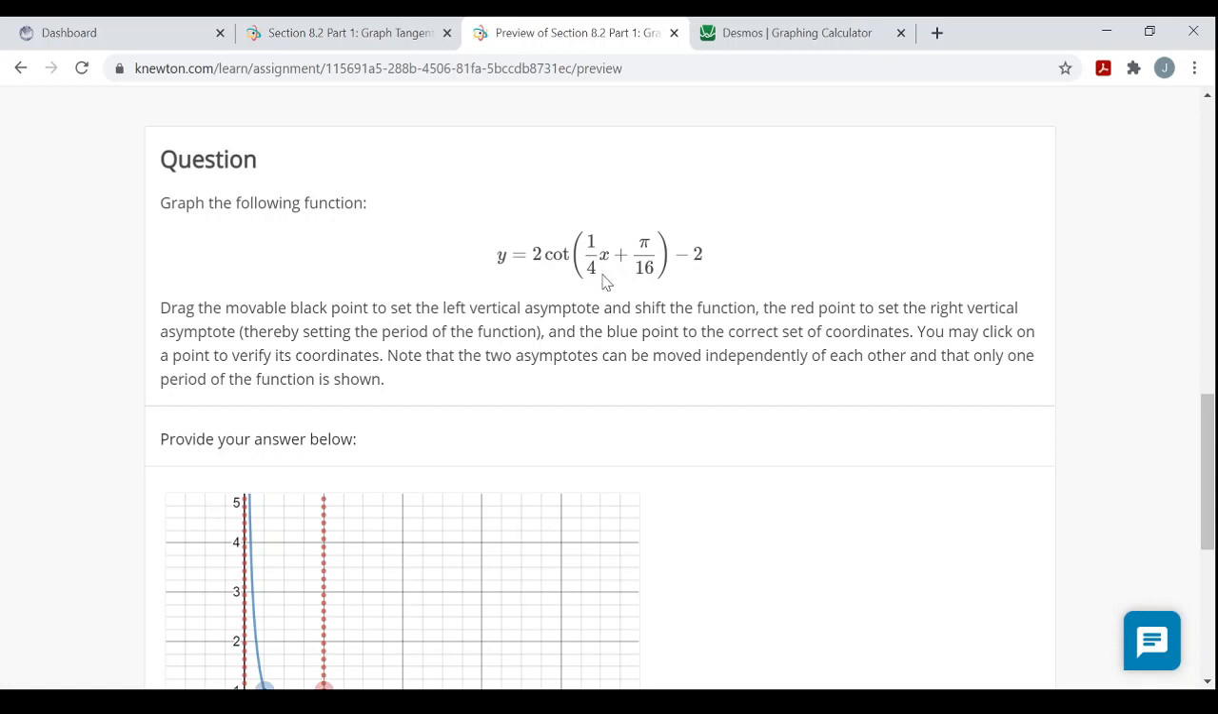Instead of dividing 2 pi by that number, you're now dividing pi, just pi, by that number. And that's really the only major difference. All right, let me show you.